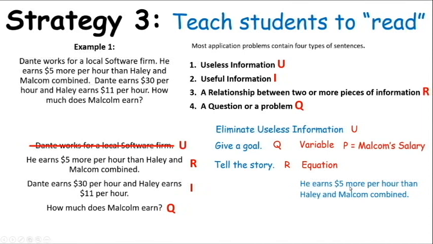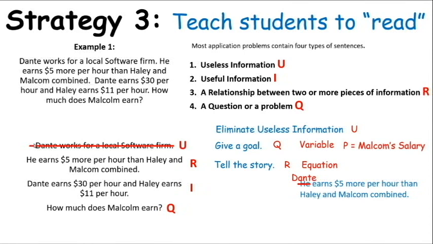It says he earns $5 more per hour than Haley and Malcolm combined. Very important for us to know who he is. It's a great time to remind students that when you're reading and you come up against a pronoun, your pronoun must refer to an antecedent, and typically it's whatever you were just talking about in the previous sentence. Since he is here, in the previous sentence I was talking about Dante, so I'm going to replace that with Dante. Now that I have that, I want to read it again.